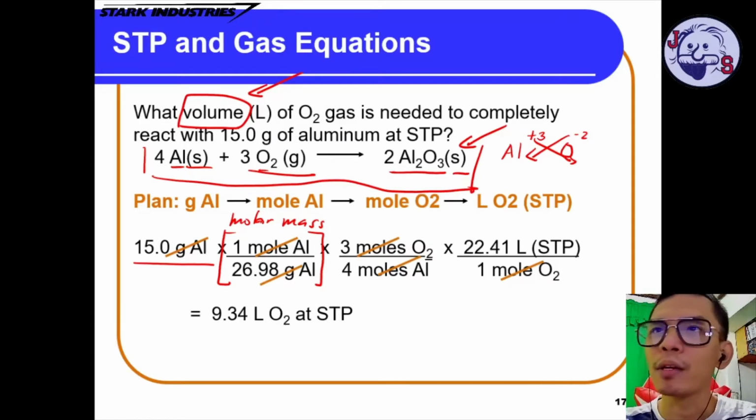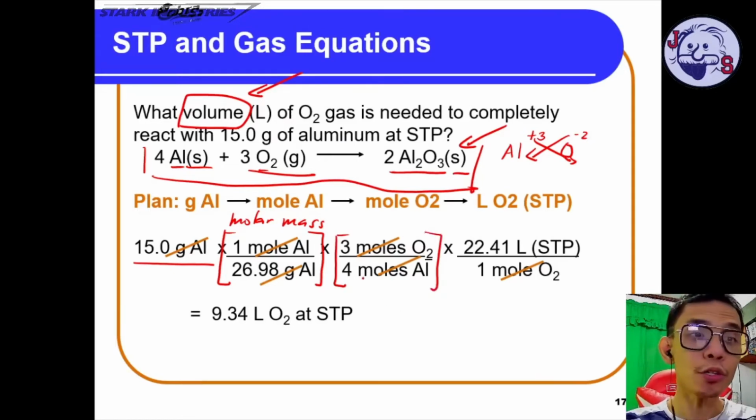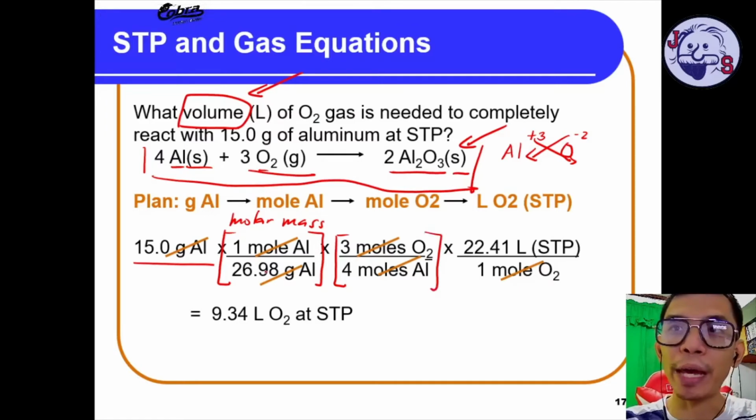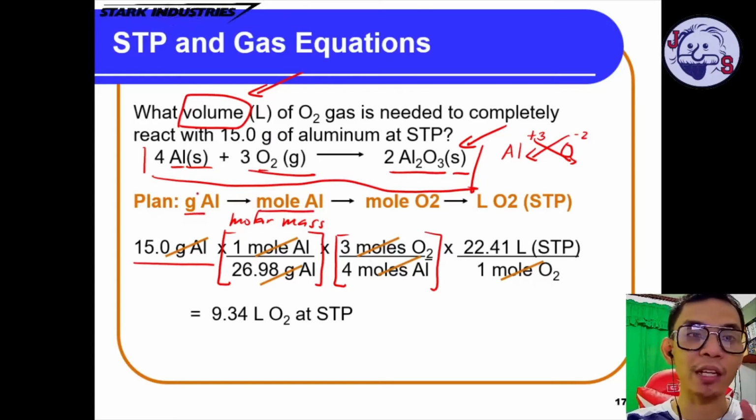Alright, next one. Before you enter the process, you should convert mass to moles. Always remember that. Now, what if it is in liters? If it is in liters, you should convert it first into moles. So don't ever forget that one.